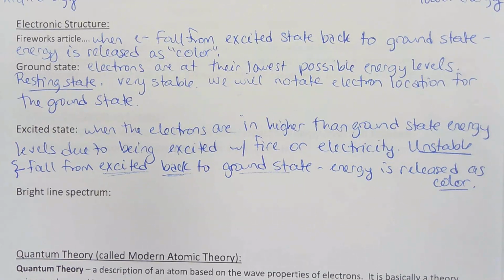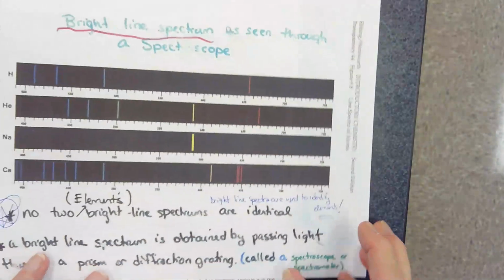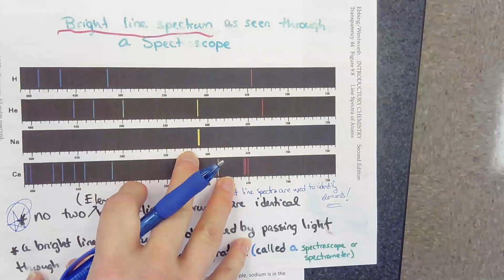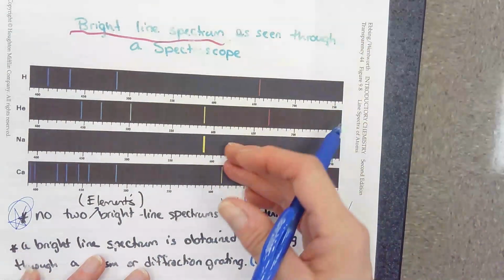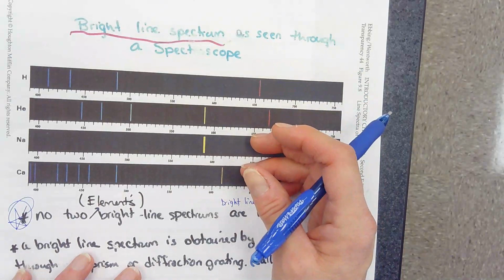And then what is a bright line spectrum? This picture, and I'll pull this back up again. I'm not going to have you write all this. But this picture, these are bright line spectrum. This is what we had hoped that you would see through the spectroscope.